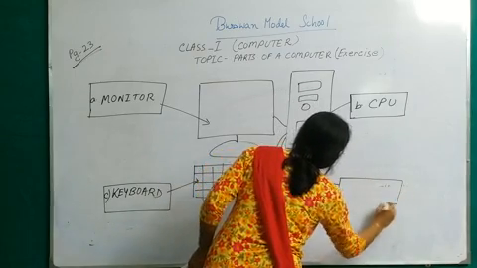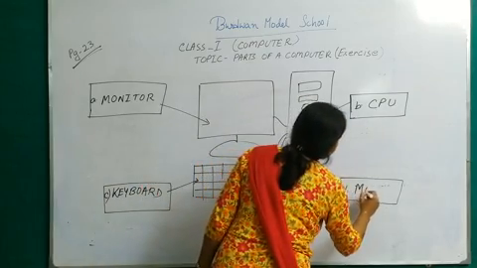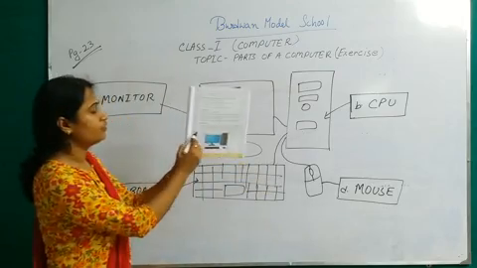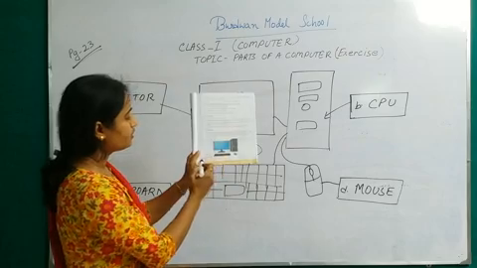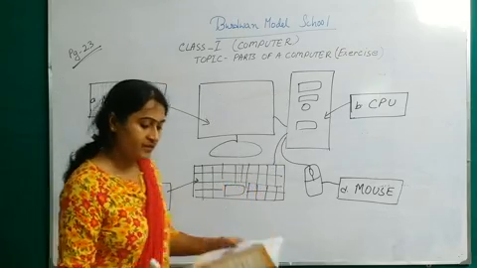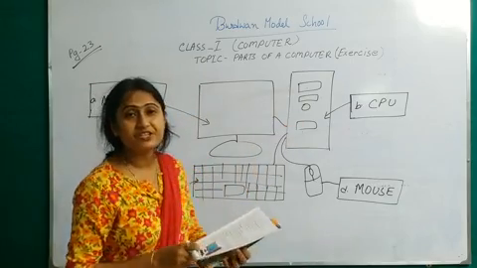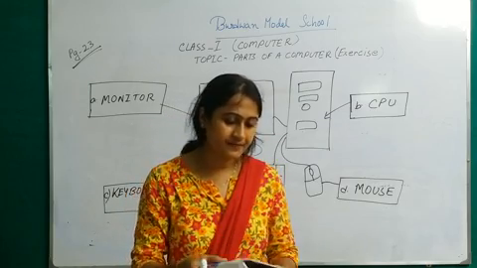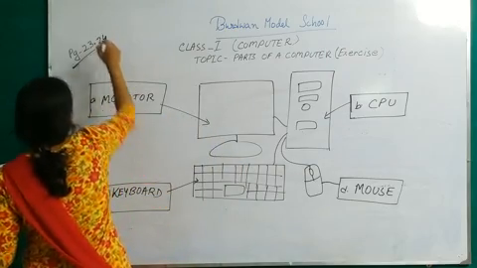This is the name of this part. Number D. This is mouse. M-O-U-S-E. Please all of you write over here in this box. A, Monitor, B, CPU, C, Keyboard and D, Mouse. Okay children? Look, all the parts are attached with the CPU because CPU is the brain of a computer, right?